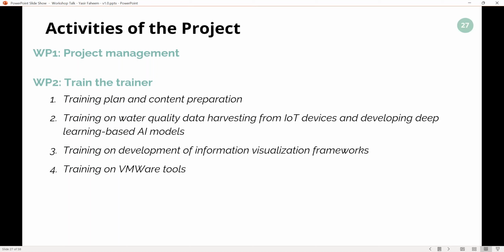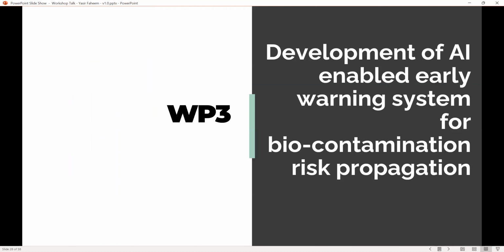We trained our teams on water quality data harvesting from IoT devices. We also have embedded systems developers over here. And then we have very good research graduates from MS AI and MSDS programs, some UG students as well, who are working on this aspect. And ultimately, we plan on training some human resource on information visualization frameworks as well. We are waiting for hardware to get delivered to us. Hopefully, in a month or so, we will complete this module in the next phase.